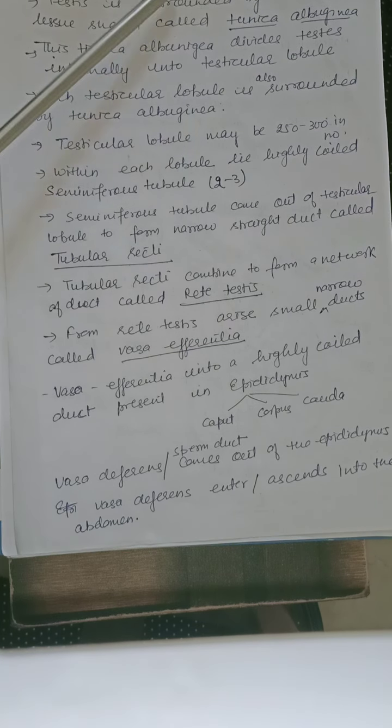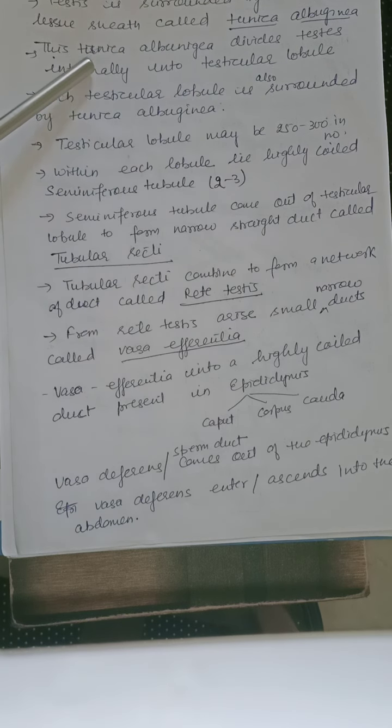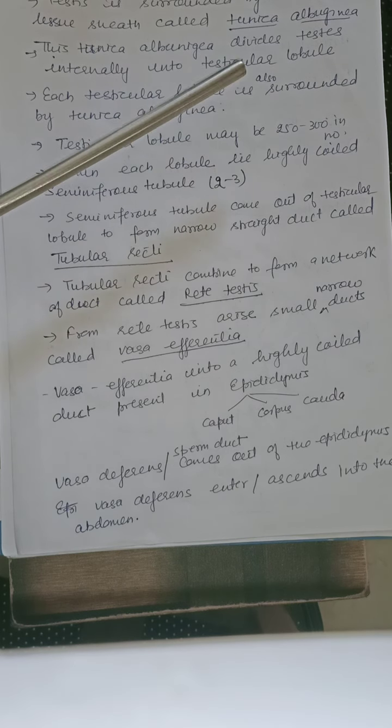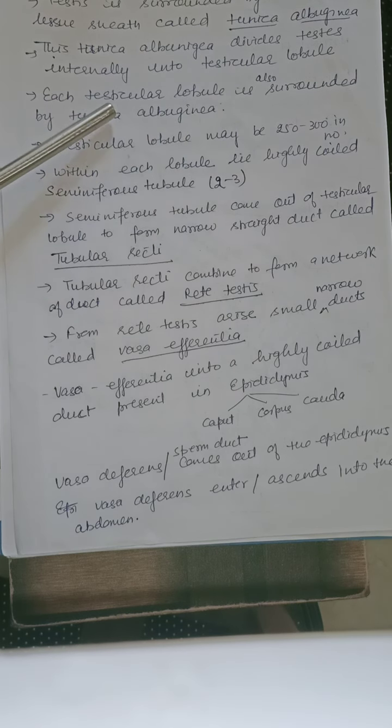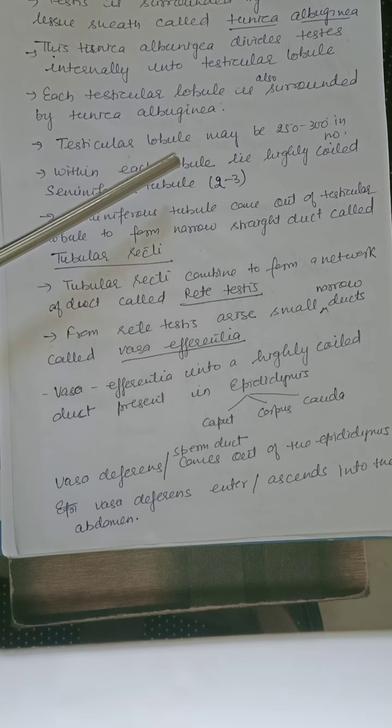Now, the testis is surrounded by a connective tissue sheath called tunica albuginea. This tunica albuginea divides the testes internally into testicular lobules. Each testicular lobule is also surrounded by tunica albuginea, as it invaginates into the testis. Testicular lobules may be 250 to 300 in number.